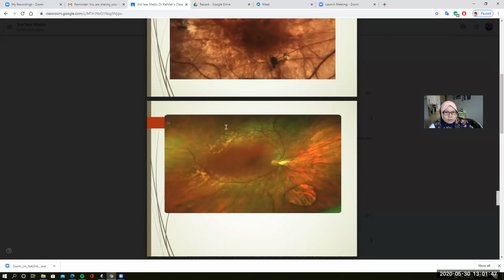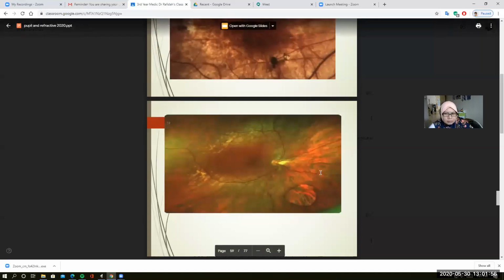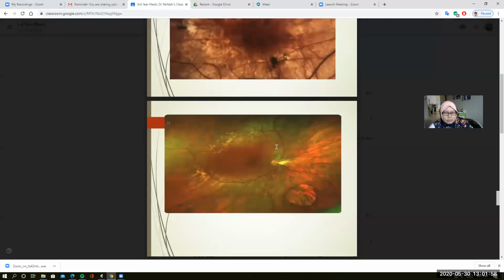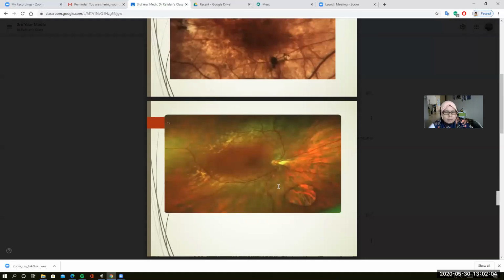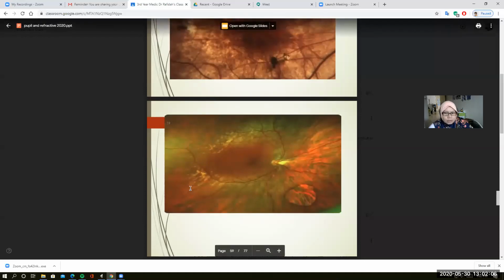So this is the retinal vessel. When we say vessel, we are referring to the retinal vessel, artery and vein. But when we say tigroid fundus, we are referring to the choroidal vessel.